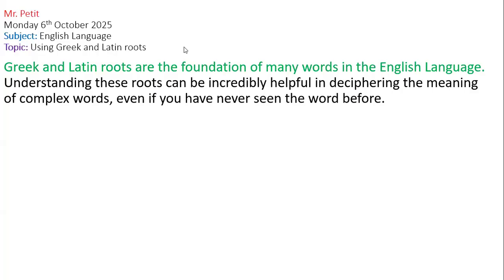Greek and Latin roots are the foundation of many words in the English language. Understanding these roots can be incredibly helpful in deciphering the meaning of complex words, even if you have never seen the word before. Very good. Complex, you say? Yes, complex. All right.